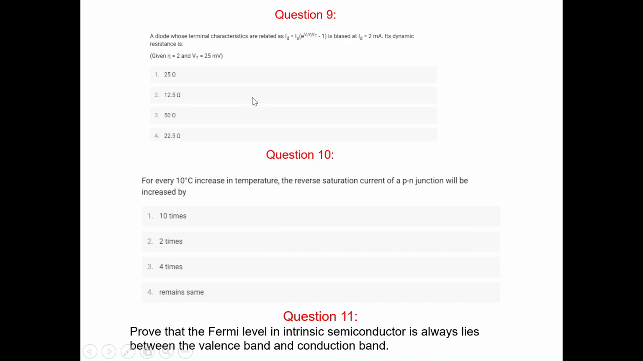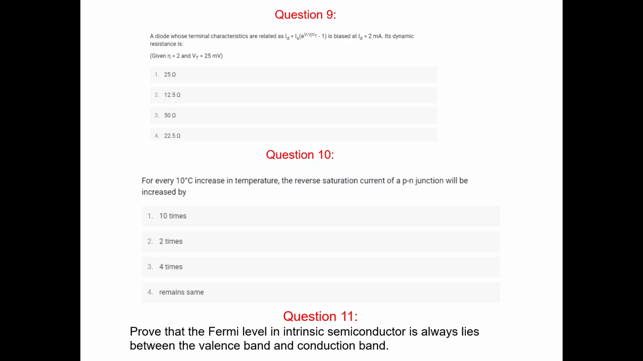Okay, so the question is saying that a diode whose terminal characteristics are related as I_D equals I_S times e to the power V over eta V_T minus 1 is biased at I_D equal to 2 milliampere. Its dynamic resistance is, where eta is given as 2 and V_T is given as 25 millivolt. You have 3 minutes, so tell me the answer at 4. Give it a try. It's a formula-based direct question. What is the dynamic resistance formula?